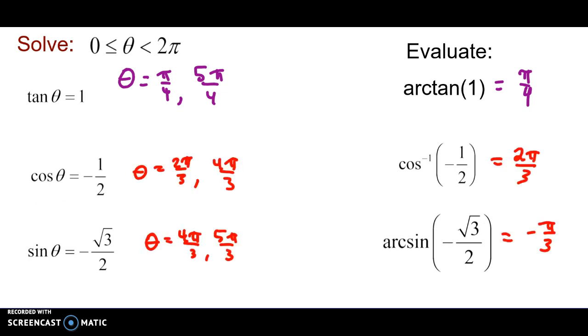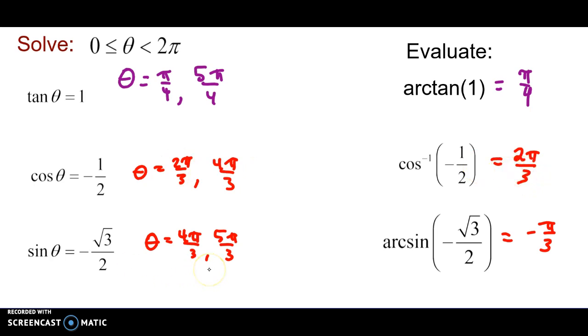All right, so let's take a look here. For cosine of theta equals 1/2, we know that that could be 2 pi over 3 or 4 pi over 3. But for the inverse cosine of negative 1/2, think about my range. My range is from 0 to pi, and the only one of these that fits in that range is 2 pi over 3.